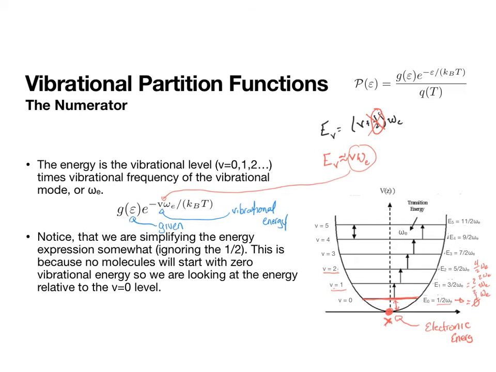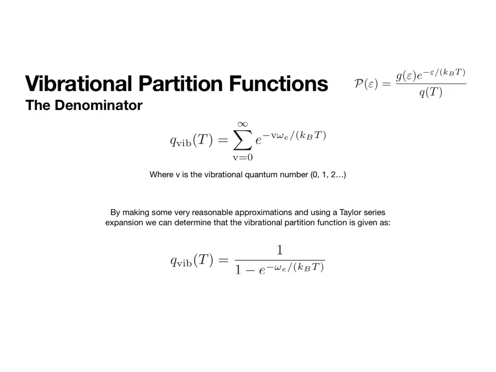Well, now we have to figure out our denominator. So in our denominator, our Q of T is now this expression. All I have done is replace the epsilon i with our approximation of our vibrational energy level, the vibrational energy state, times this omega e term that we haven't quite explained yet, but I'll get to it.